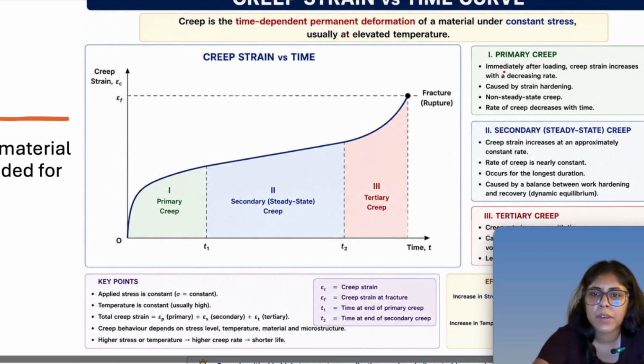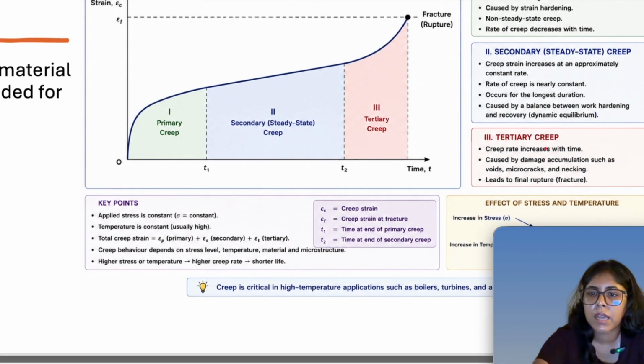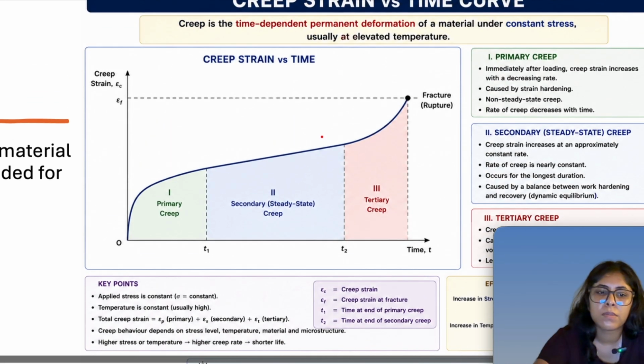Primary is immediately after loading. Secondary is where creep strain increases at an approximately constant rate. So it will be increasing with time. And then tertiary is where the creep rate will increase, but not proportional to time. Okay. And it is caused by damage accumulation such as voids, micro cracks, and necking. And after that, it will increase further, right? So this is what creep strain is.